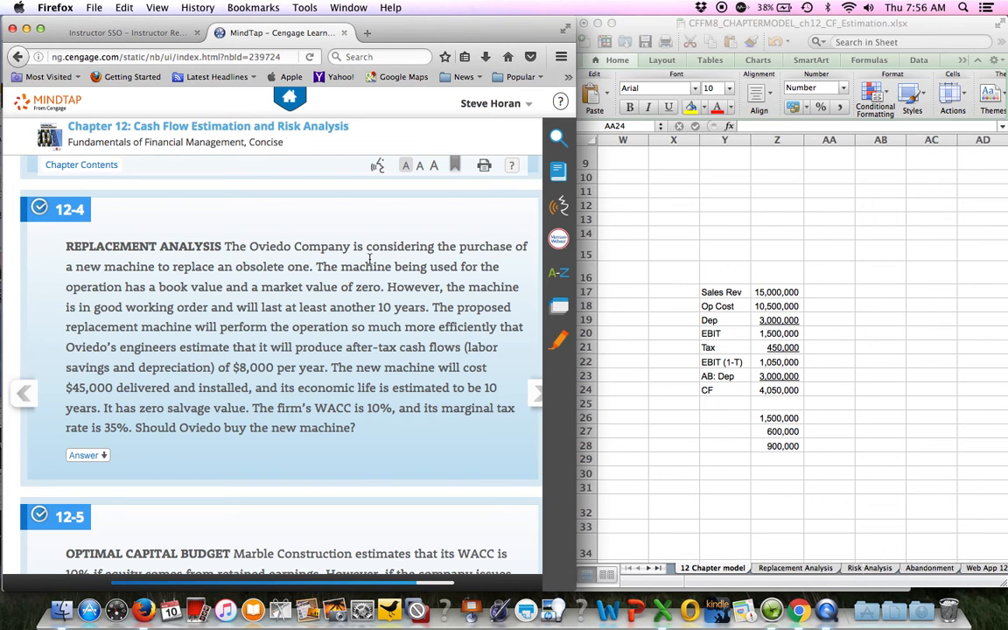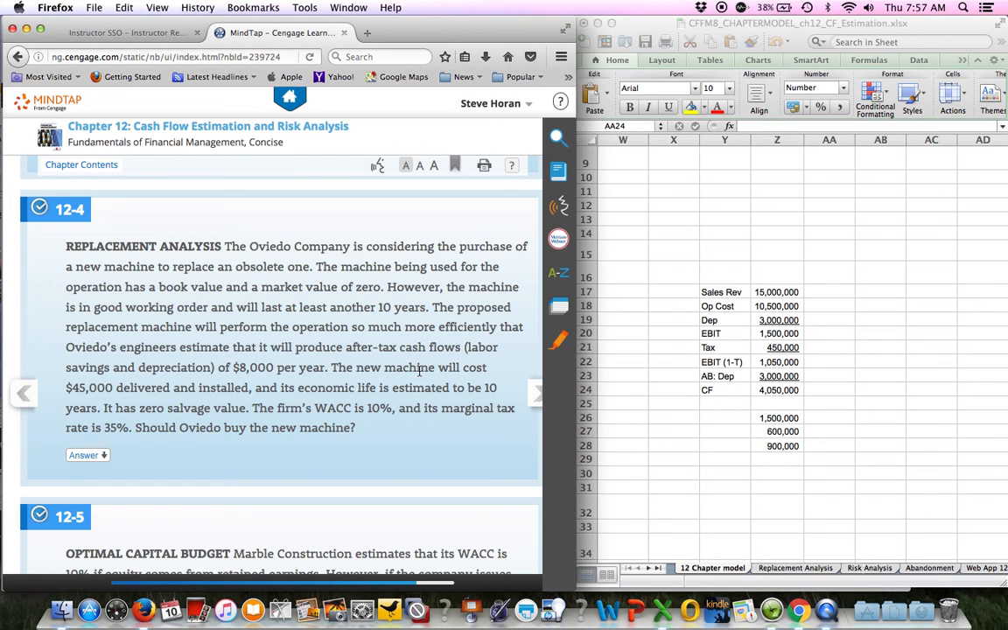So with this one, Oviedo Company is considering the purchase of a new machine to replace an obsolete one. The machine being used for the operation has a book value to market value of 0. However, the machine is in good working order and will last at least another 10 years. The proposed replacement machine will perform the operation so much more efficiently that Oviedo's engineers estimate that it will produce after-tax cash flow, which is labor savings and depreciation, of $8,000 per year. The new machine will cost $45,000 delivered and installed, has a life of 10 years, has 0 salvage value, and the firm's WACC is 10%. And its marginal tax rate is 35%. Should Oviedo buy the new machine?